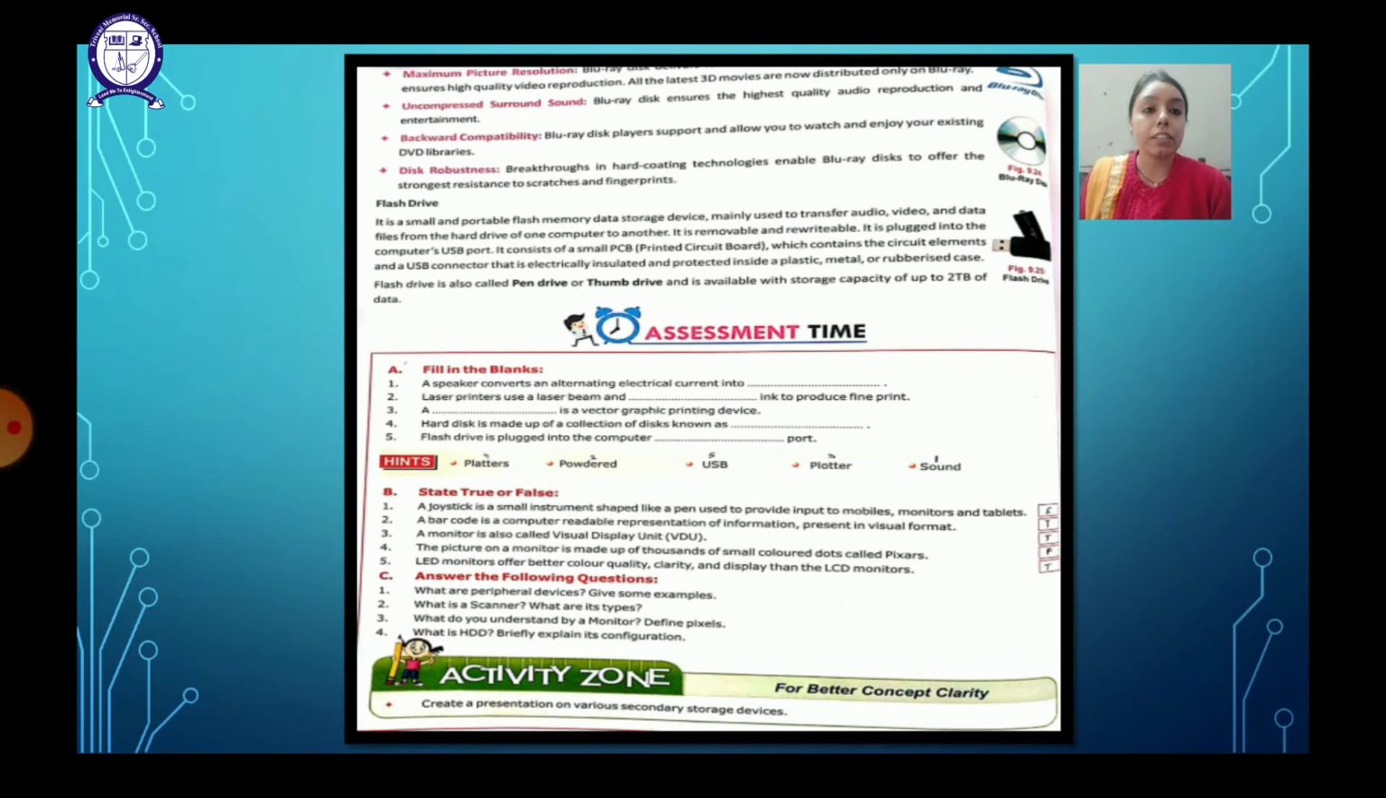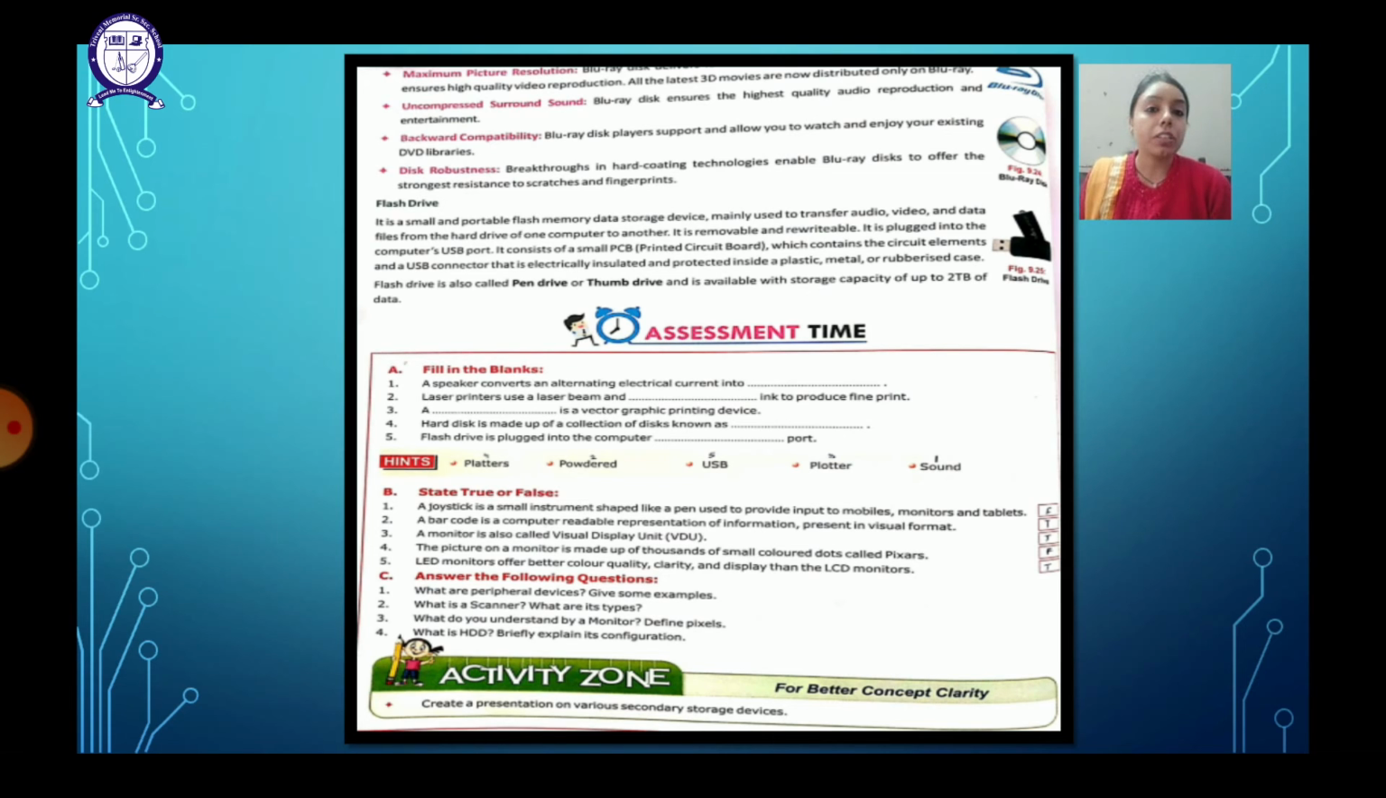So there are some characteristics of DVD, like it has a maximum picture resolution, picture quality is good, uncompressed surround sound, audio quality is good. Then backward compatibility, it means it supports already existing movies or web series which are already in your libraries. Then it has disk robustness, means it does not break very easily. It is robust, strong enough to provide resistance to scratches and fingerprints.